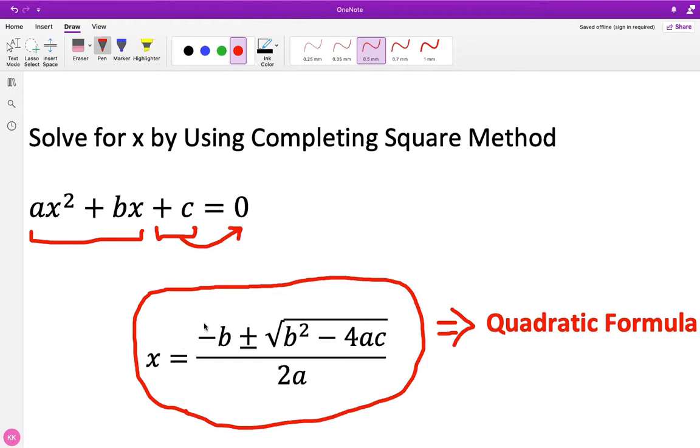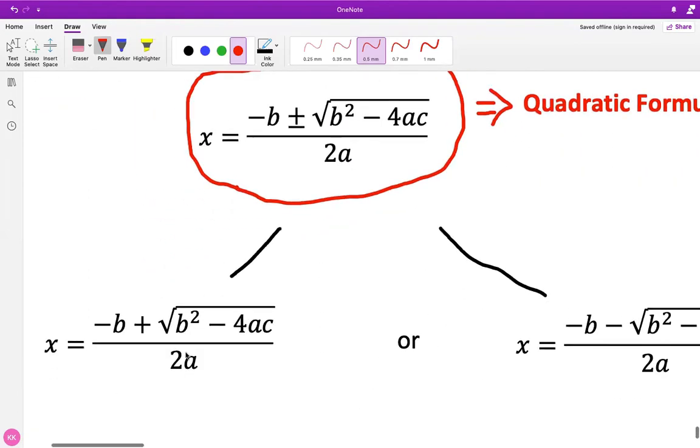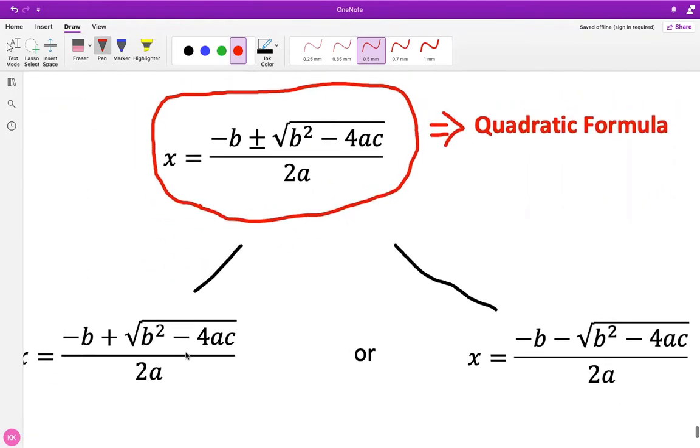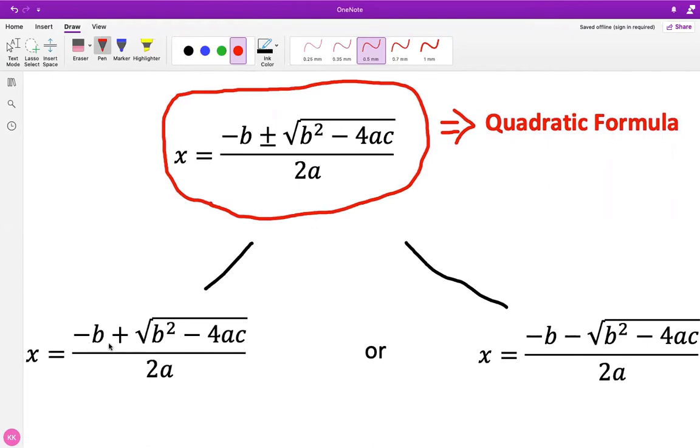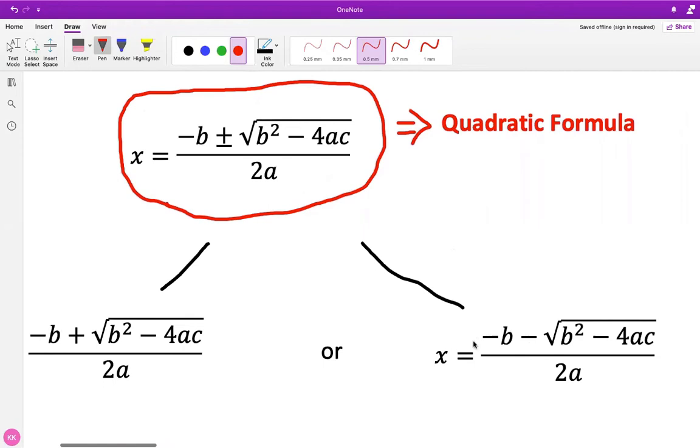You need to pay attention to this notation here, plus or minus. What does that mean? It means that I can break this equation down into two components. We have x equals negative b plus root b squared minus 4ac over 2a, and I also need to break this up into the negative component, so we have negative b minus. Please pay attention to this one: if I have this notation here, I need to break this into two different components, plus or minus.